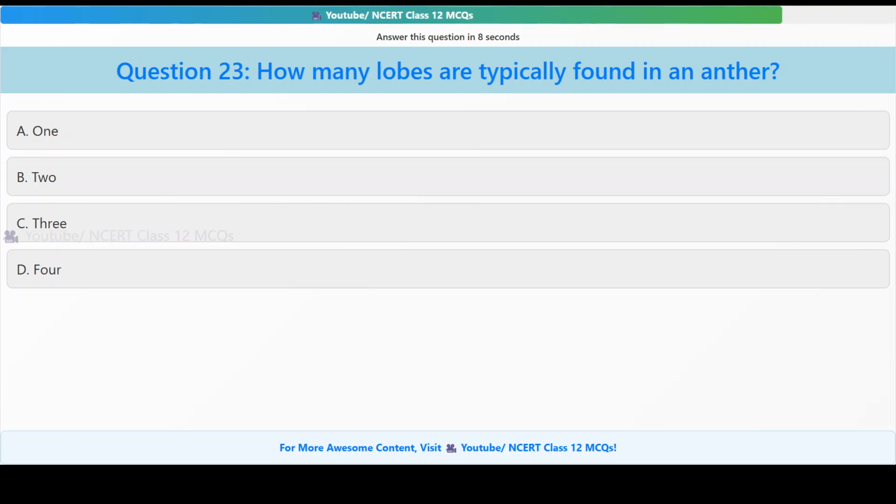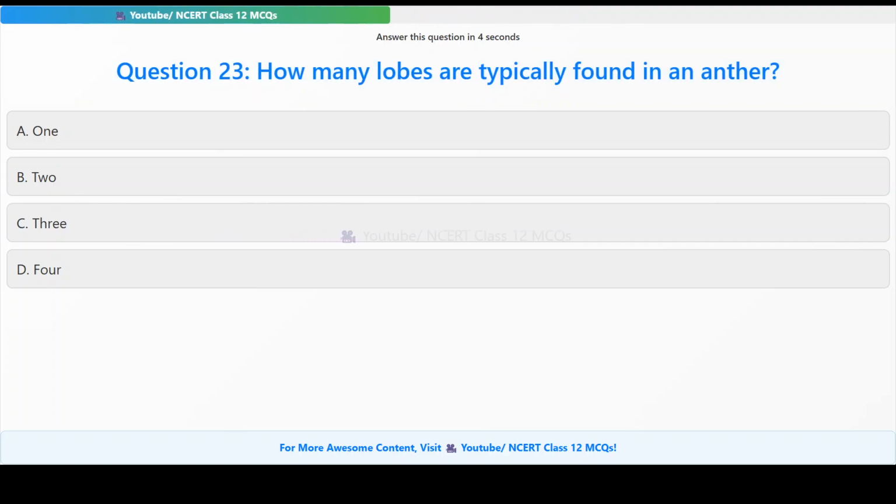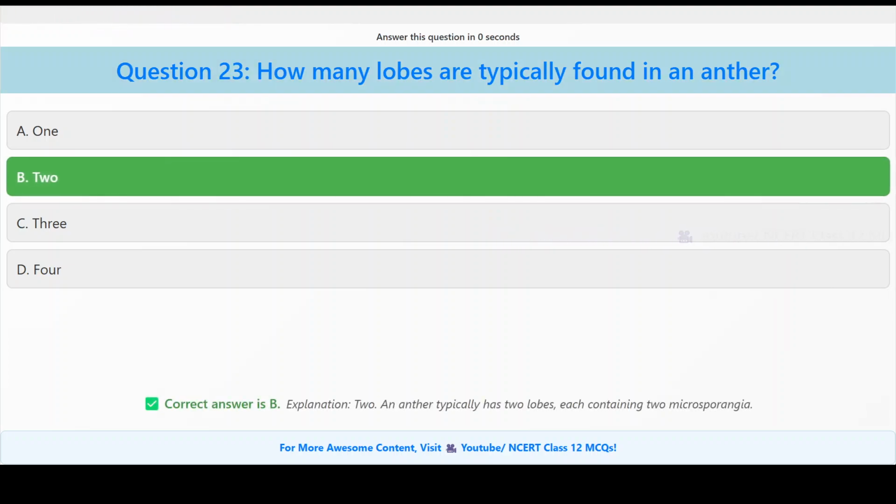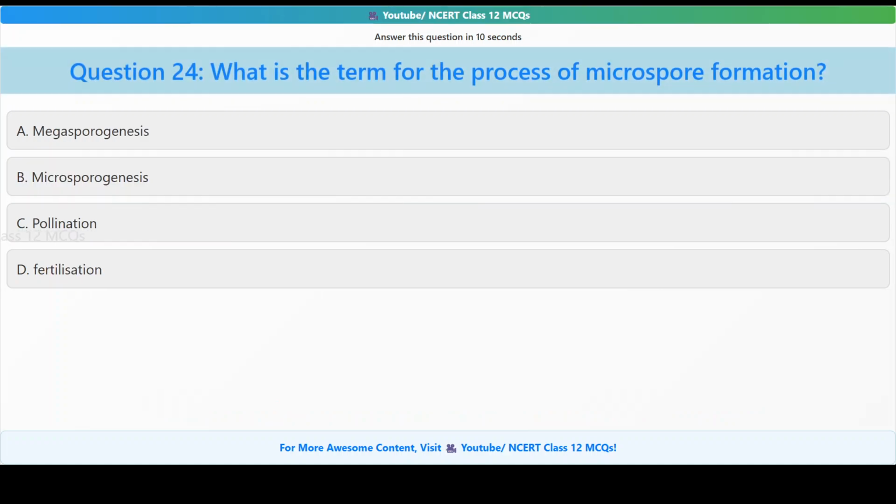Question 23. How many lobes are typically found in an anther? Two. An anther typically has two lobes, each containing two microsporangia. Question 24. What is the term for the process of microspore formation?